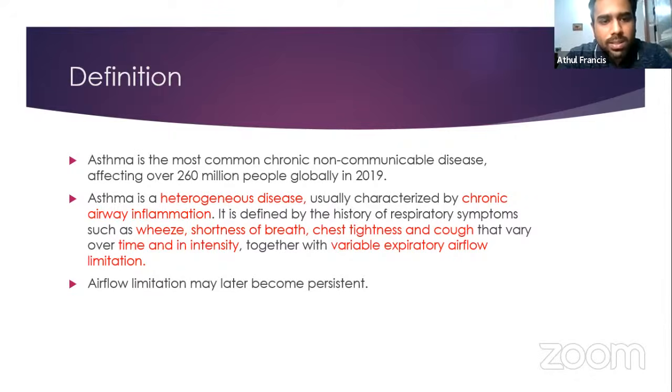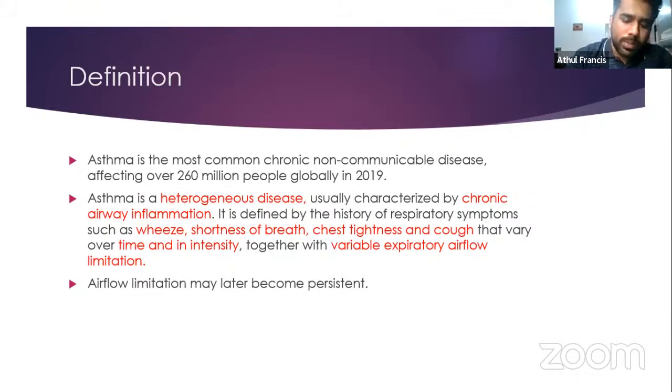So in COPD, there is something called a fixed expiratory airflow limitation. In asthma, it's normally a variable expiratory airflow limitation in general, but there are some cases in which there can be fixed expiratory airflow limitation, but that in itself is a different phenotype. And as I told, the third point, the airflow limitation may later become persistent, but that is seen only in a smaller percentage of individuals.